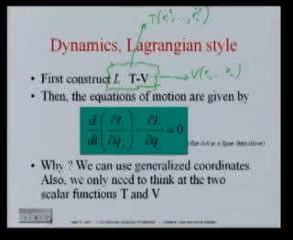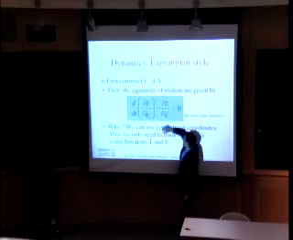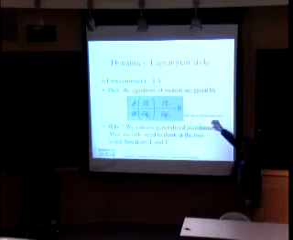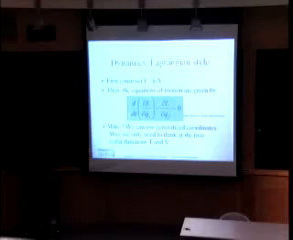So what Lagrangian dynamics tells us is that we construct our Lagrangian function T minus V, and then the equations of motion are given by these. These are the Lagrange equations. We won't derive them, but this is how they are written. The derivative with respect to time of the partial derivative of the Lagrangian with respect to the generalized velocity q dot, minus the partial derivative of the Lagrangian with respect to the generalized coordinates, needs to be equal to 0.